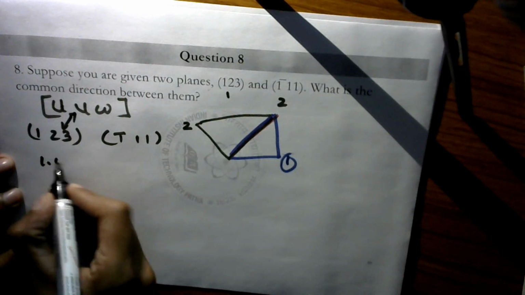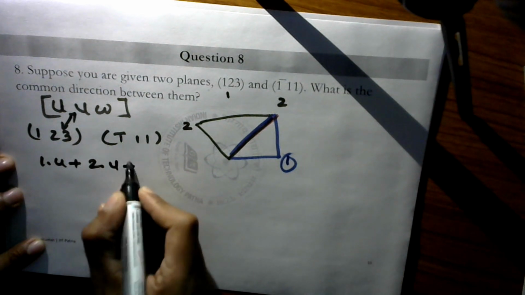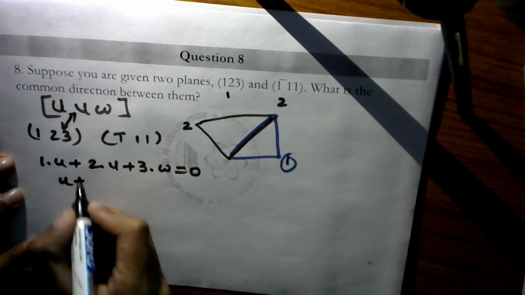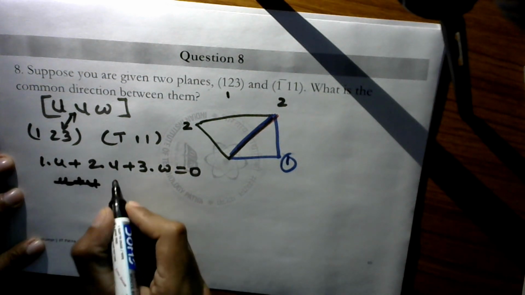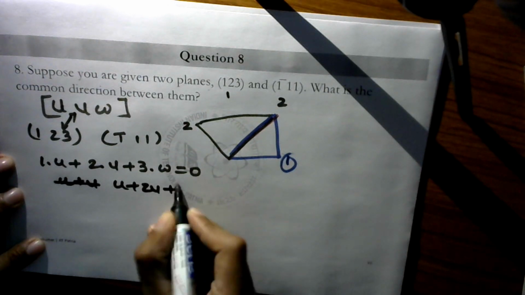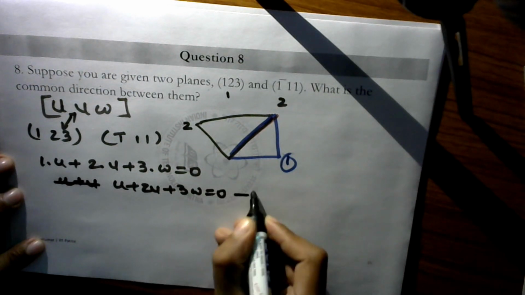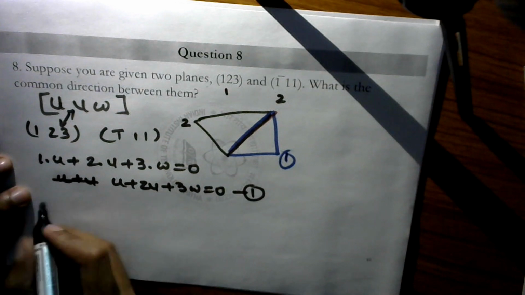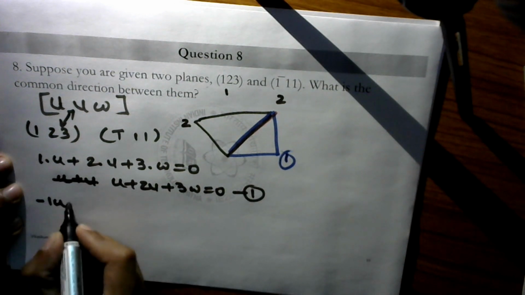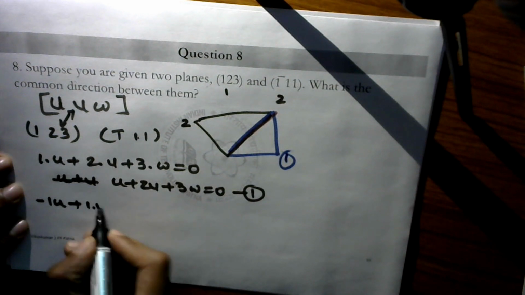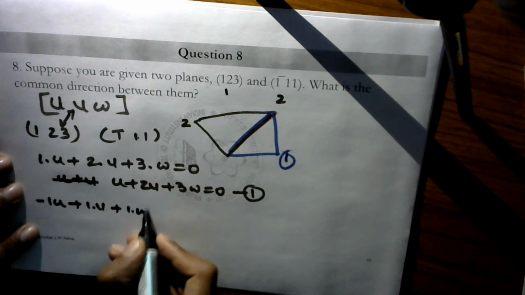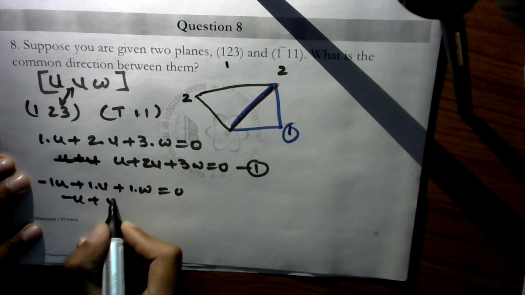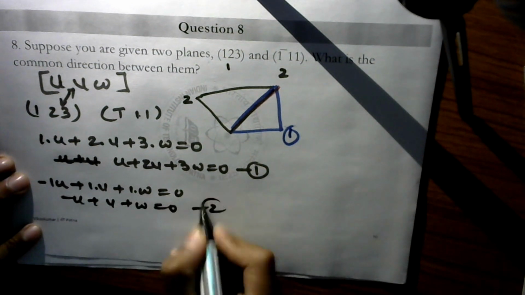So 1 times U plus 2 times V plus 3 times W should be equal to 0. Let's solve it. U plus 2 times V plus 3 times W is equal to 0. So this is equation 1. Now let's write equation 2, which we satisfy with the other plane. It will be minus 1 times U plus 1 times V plus 1 times W equal to 0. So minus U plus V plus W is equal to 0. This is equation 2.